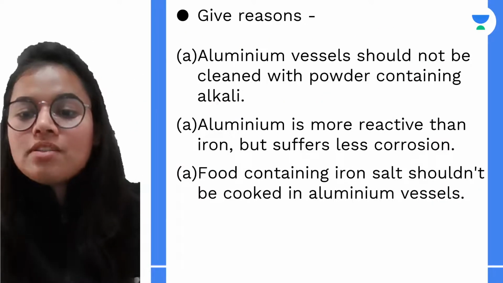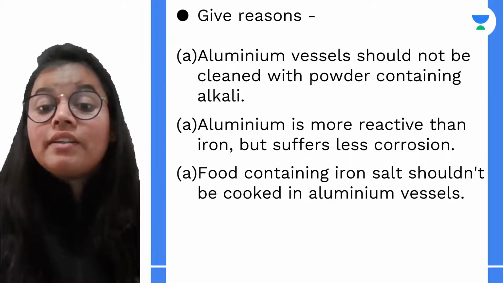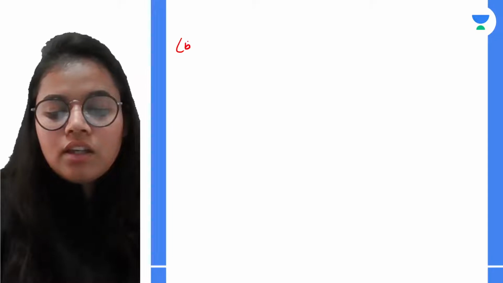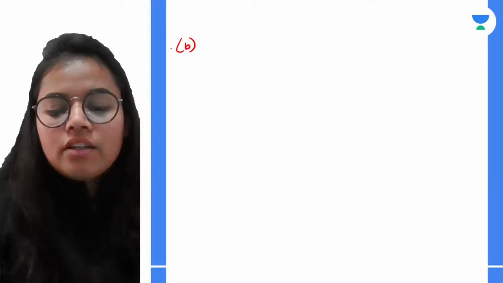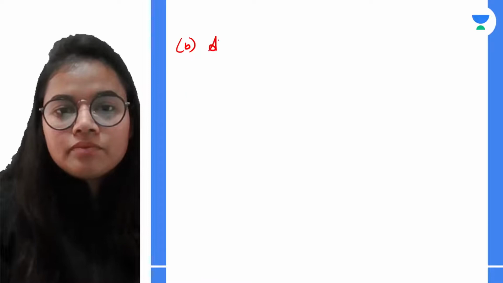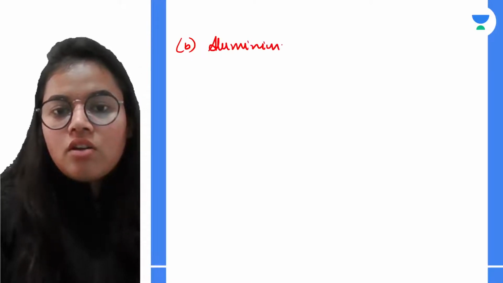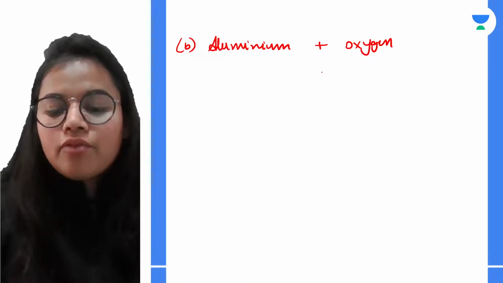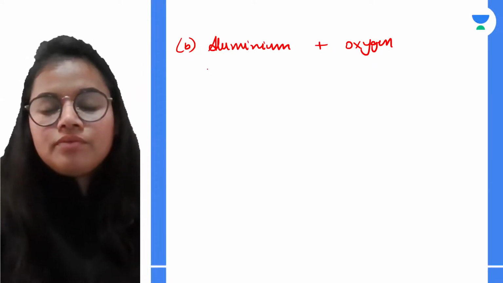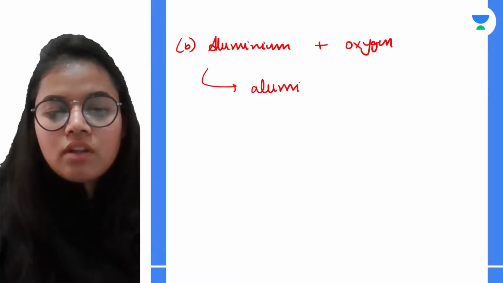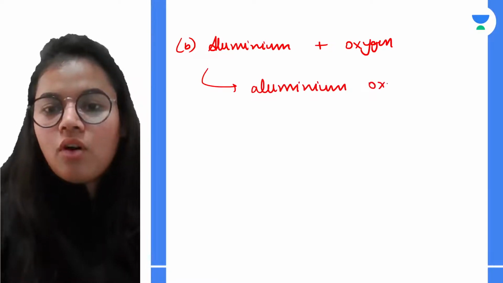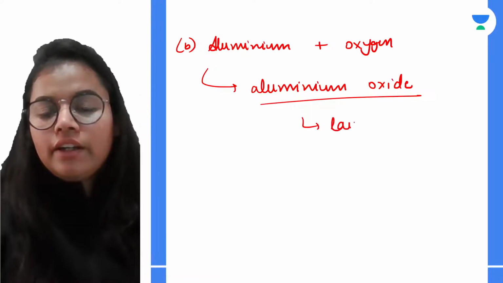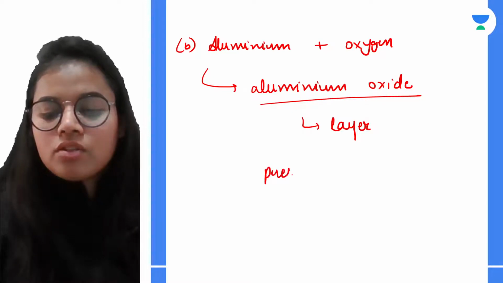Next: aluminium is more reactive than iron, but it has less corrosion. Now talking about aluminium, when it reacts with oxygen, it forms a layer of aluminium oxide. So this particular layer prevents further corrosion.